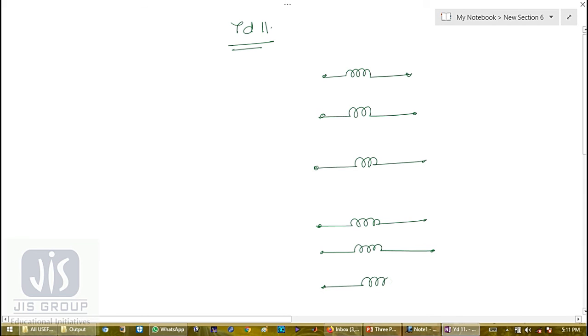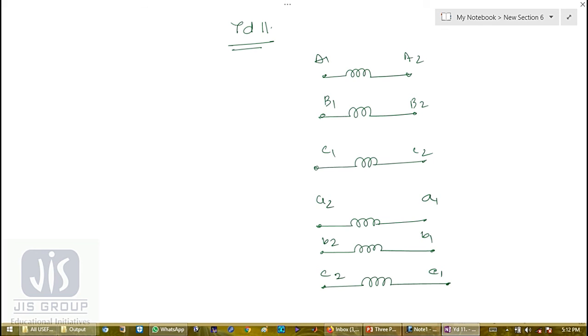Okay, and quickly give me the names. So suppose this is A1, B1, C1, A2, B2, C2, A1, B1, C1. Okay, so this is the thing. Okay, so again an equilateral triangle. So let me draw the phasor. I am not drawing the triangle, I am directly drawing the star connection.